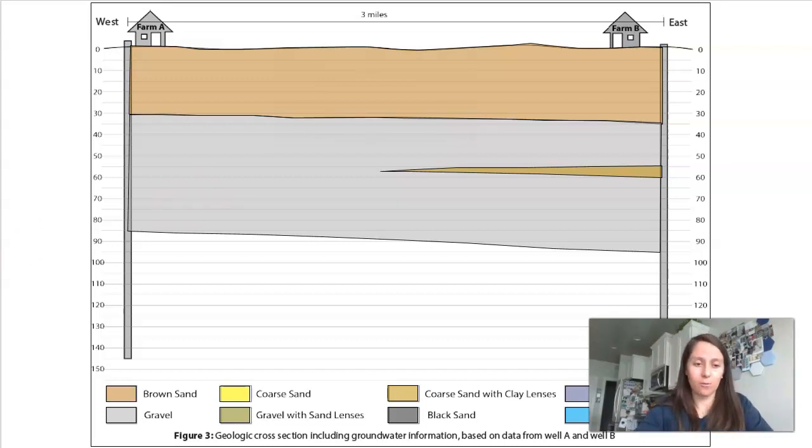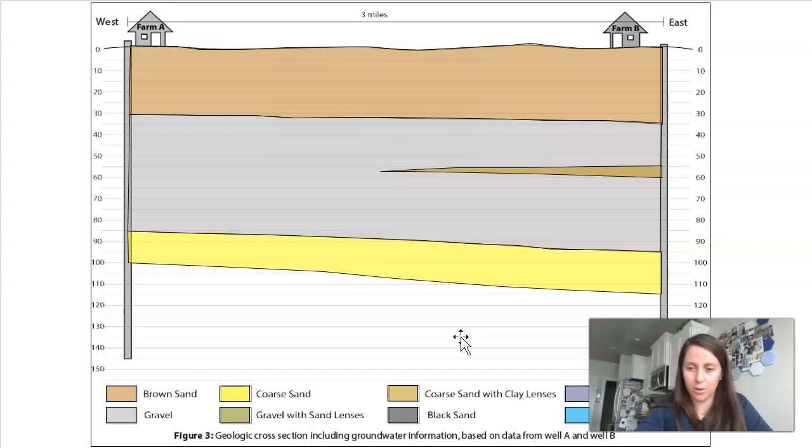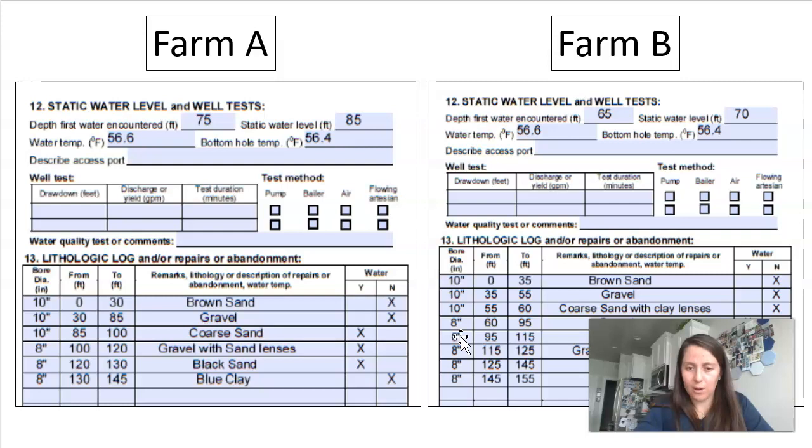Okay, so after I have that gravel, I believe at the bottom, we have coarse sand on farm A, and we also have coarse sand on farm B. Coarse sand on farm A goes from 85 to 100. On farm B, it goes from 95 to 115. So we display that way. Okay, good. After that, we have gravel with sand lenses in both of them.